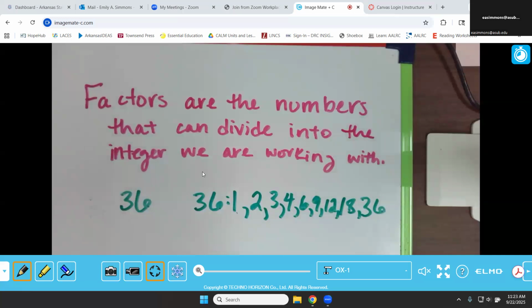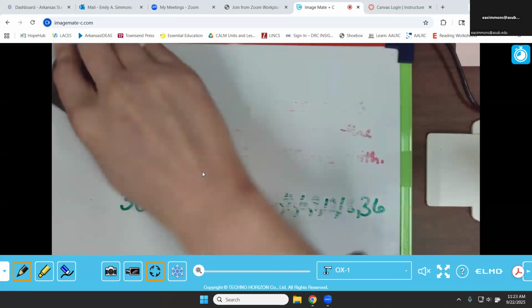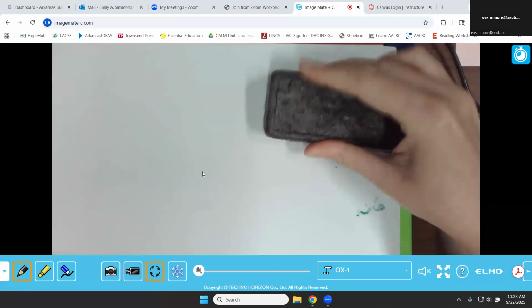So I've finished my factors. 36 has quite a few factors that go with it. We've got 1, 2, 3, 4, 6, 9, 12, 18, 36. So that's a quick rundown of what factors are and how to factor something. Let's look at prime versus composite now.